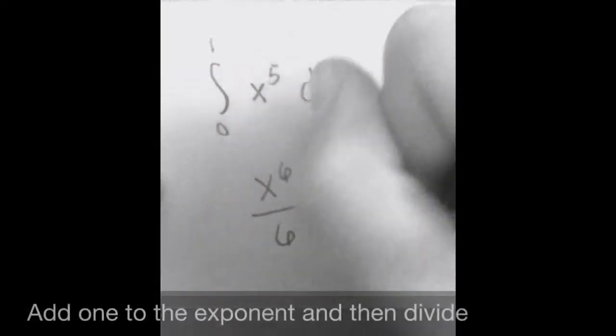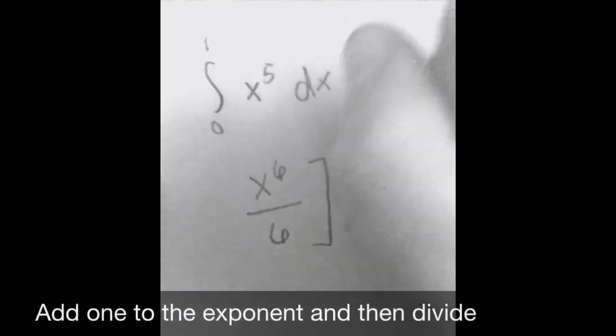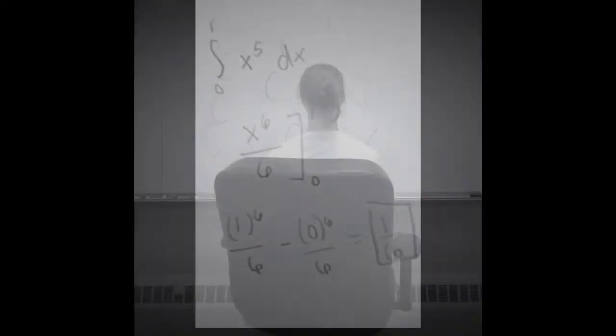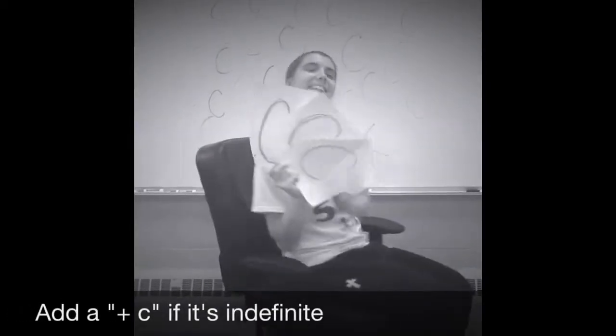Integrate when you see the squiggly line. Add a 1 to the exponent, then divide. Plug in the limits, upper minus lower. Add a plus C, see if it's indefinite.